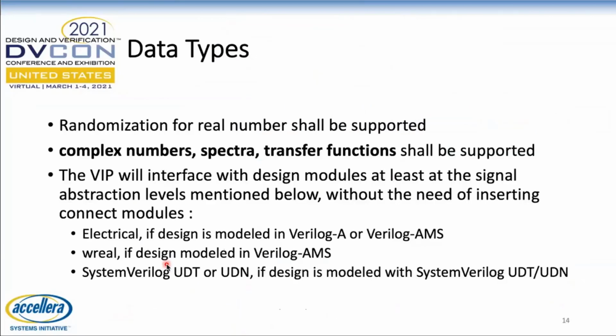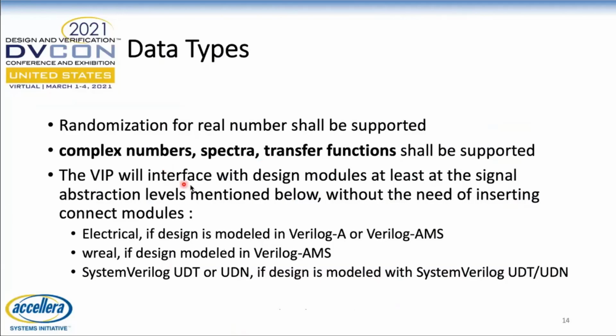Before we look at the high-level framework for UVM-AMS, let's look at a couple of key requirements regarding data types that are essential for this framework to deliver on its goals. The first one is regarding the support for randomization of real numbers, which are needed for more efficient metric-driven mixed signal verification. The next one is the ability to express and process complex numbers, spectra, and transfer functions.